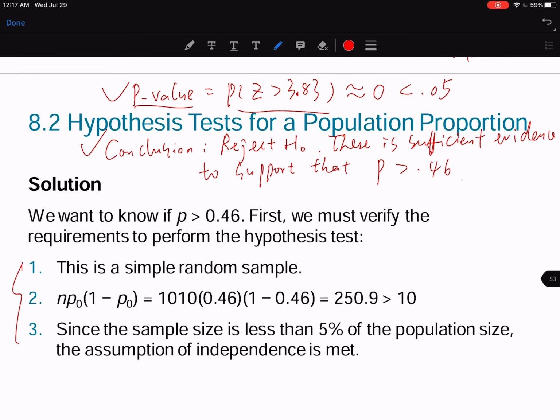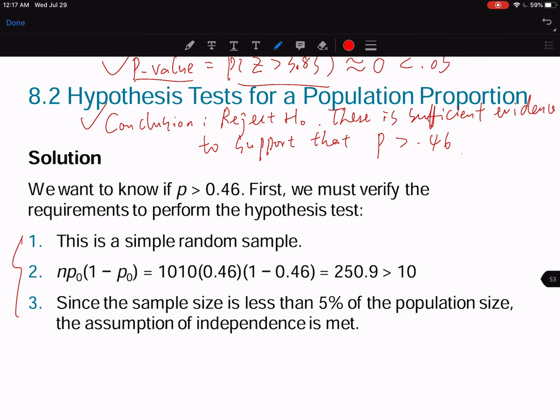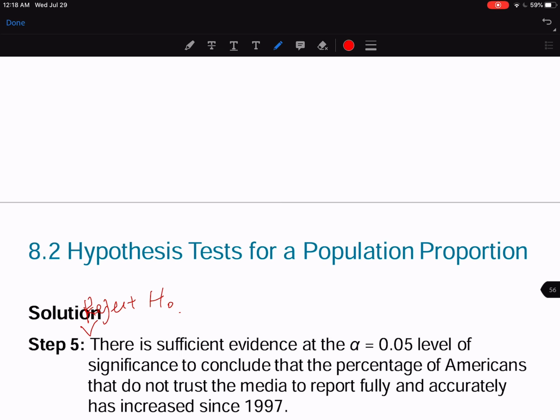And that's pretty much how to conduct the hypothesis test for the population proportion, and I wish it makes sense to you, and I'm gonna make a separate video to show you how to find the p-value from the calculator. Okay, all right, that's pretty much all about this video.